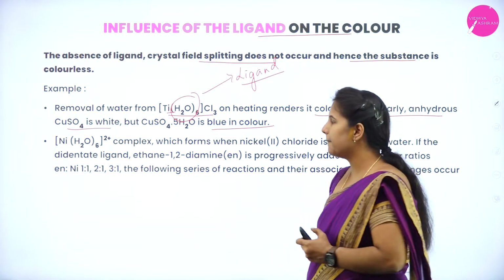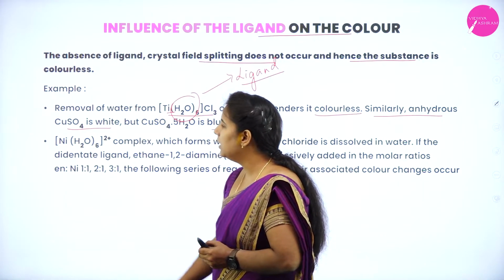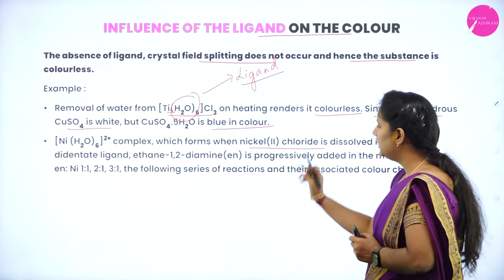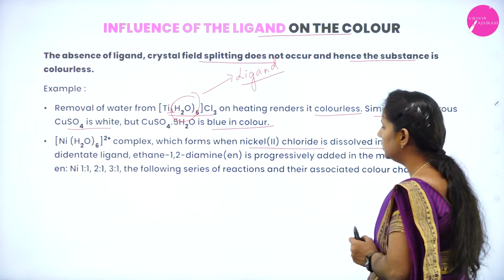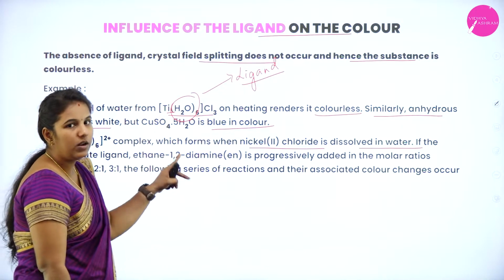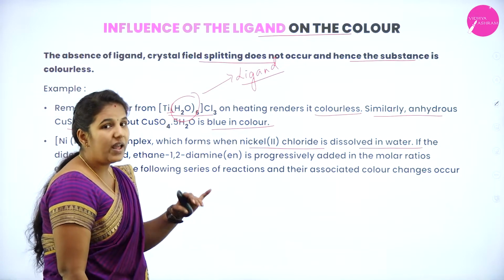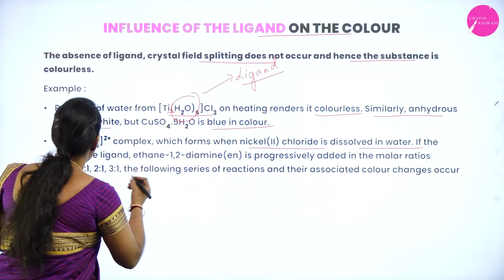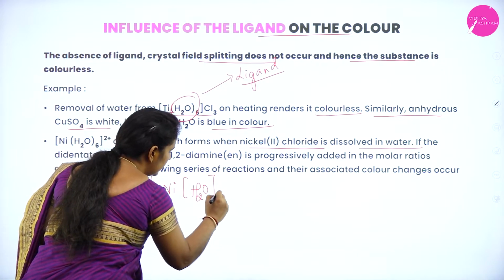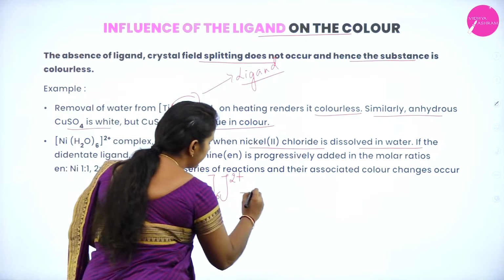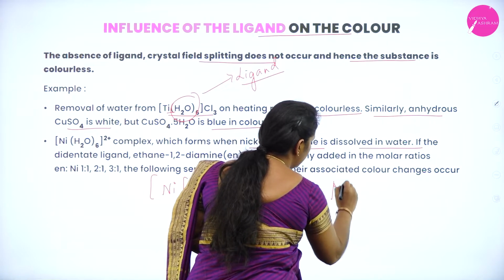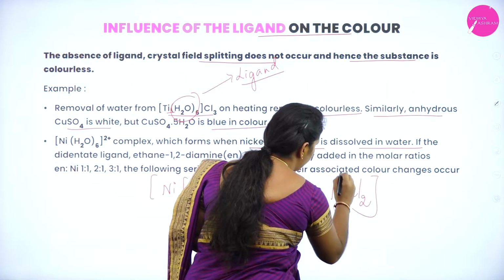Let us take one more example. I'll take the hexa-aqua nickelate 2+ complex, which forms nickel 2+ chloride when it is dissolved in water. So what will happen? This entire complex forms what? Nickel 2+ chloride when it is dissolved in water. So I'll consider hexa-aqua nickelate 2+. When it is dissolved in water, what does it give? It gives nickel chloride.